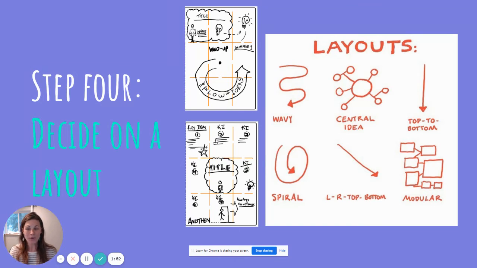Step 4, we need to decide on a layout. There is no wrong way to do a sketch note. And really, the layout is determined a lot by your topic. If you're comparing 2 ideas, maybe you have them side by side. If it's sequential order, you put it that way. But there's lots of different things to play with and try. These are just some examples that you could use.